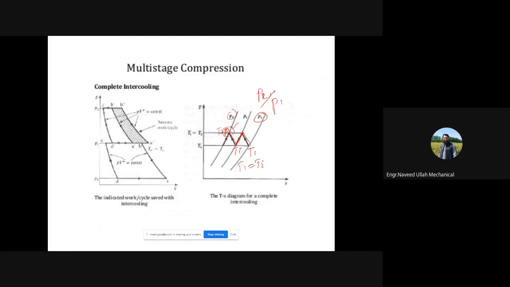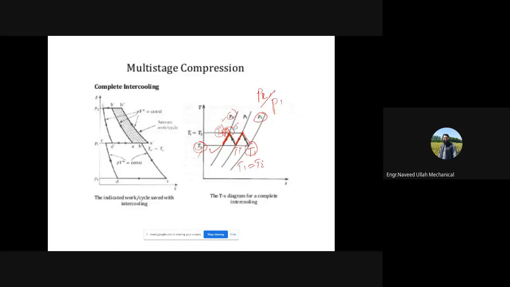P2 is the required pressure, but T2 is not required, so you are using this after cooler. After cooler again इसको T1 के ऊपर लेके आता है, ठीक है. So you can see that the temperature that before compression it was there, that is T1. Even after the compression process and after you achieved the required pressure, it is again T1, ठीक है. तो इसलिए ये चीज़ आपके पास है, right?